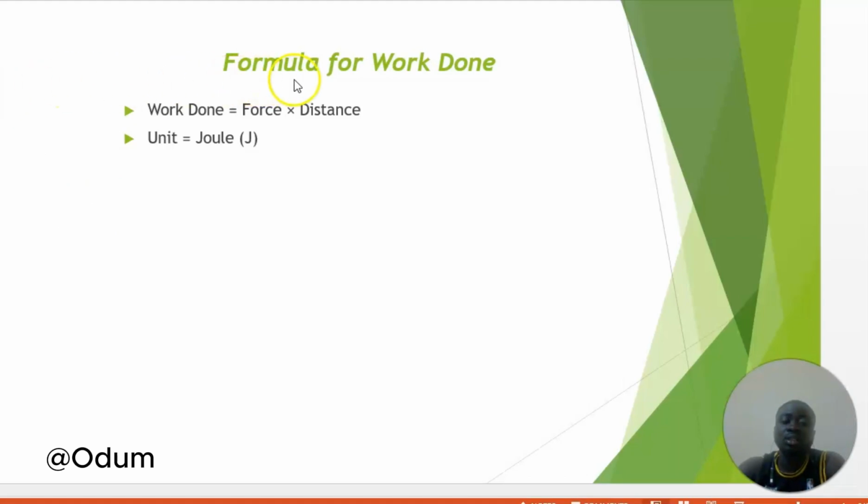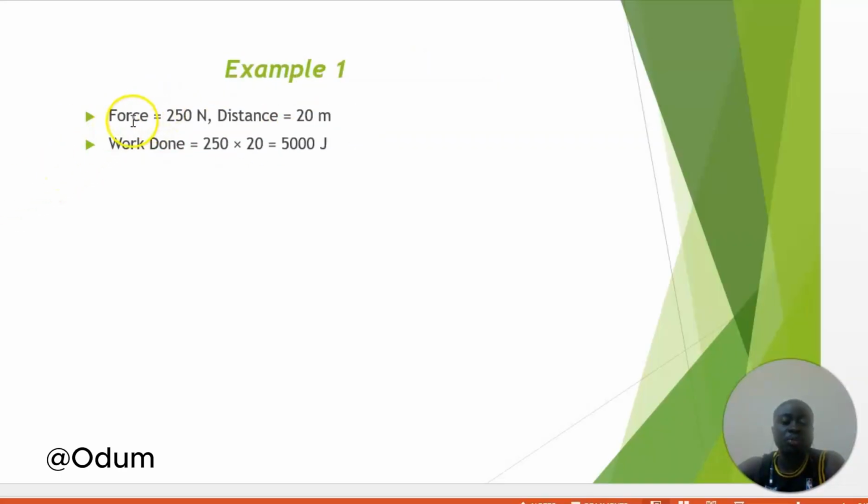Now, work done is given by this formula: force times distance. We say that work is done when a force moves a body through a distance and in the direction of the force. So simply put, work done is equal to force times distance. The unit of work done is joules. Let's start with an example.